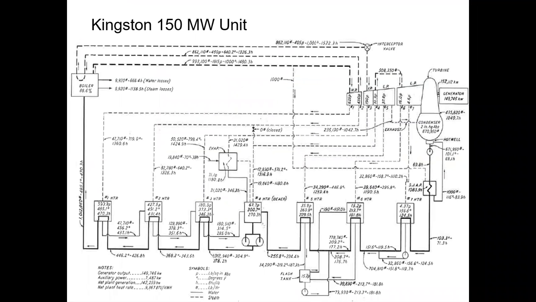thermodynamic cycle for one of the 2 sized units at the Kingston steam plant. These are coal-based units. These things are still in operation. A lot of the coal units are shut down, but Kingston continues to operate. I would say they'll probably be there in another 3 to 5 years, something like that. Coal is on its way out as an energy source.